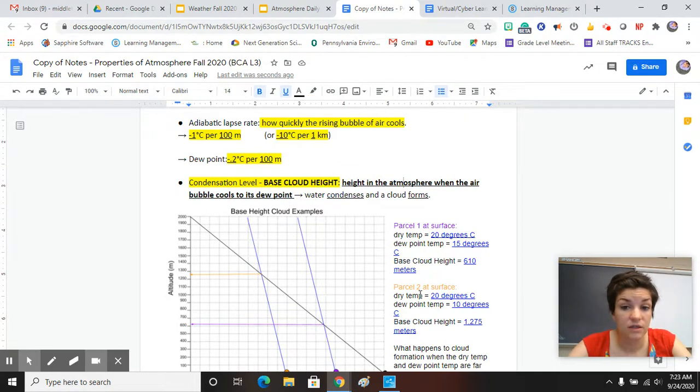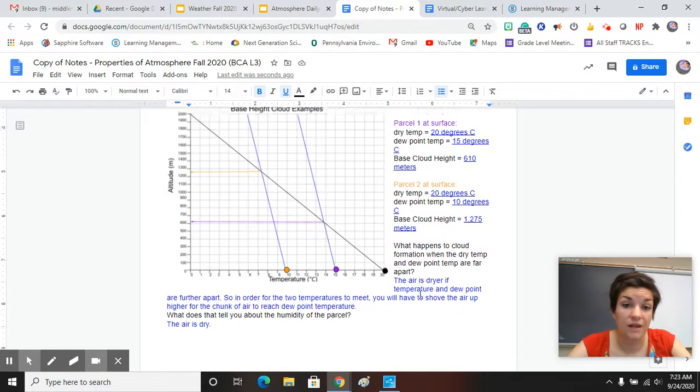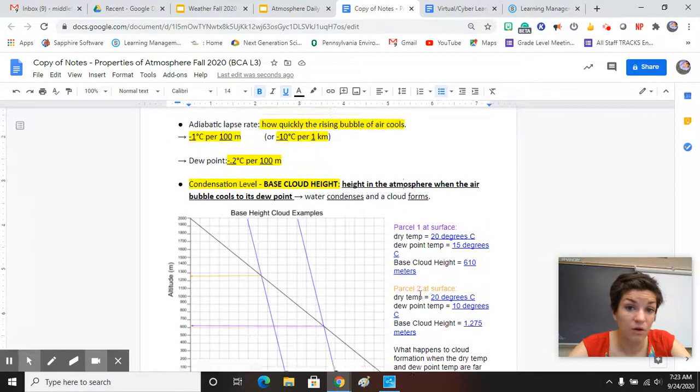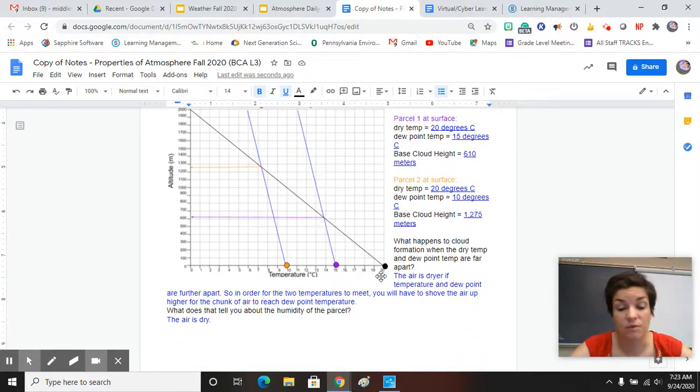All right, I know this was longer and it had a little more technical stuff in it, but hopefully you get the main thing you'll see: the further apart the temperature and the dew point temperature, the drier it is and the higher you have to push it up into the air to make a cloud. Okay?